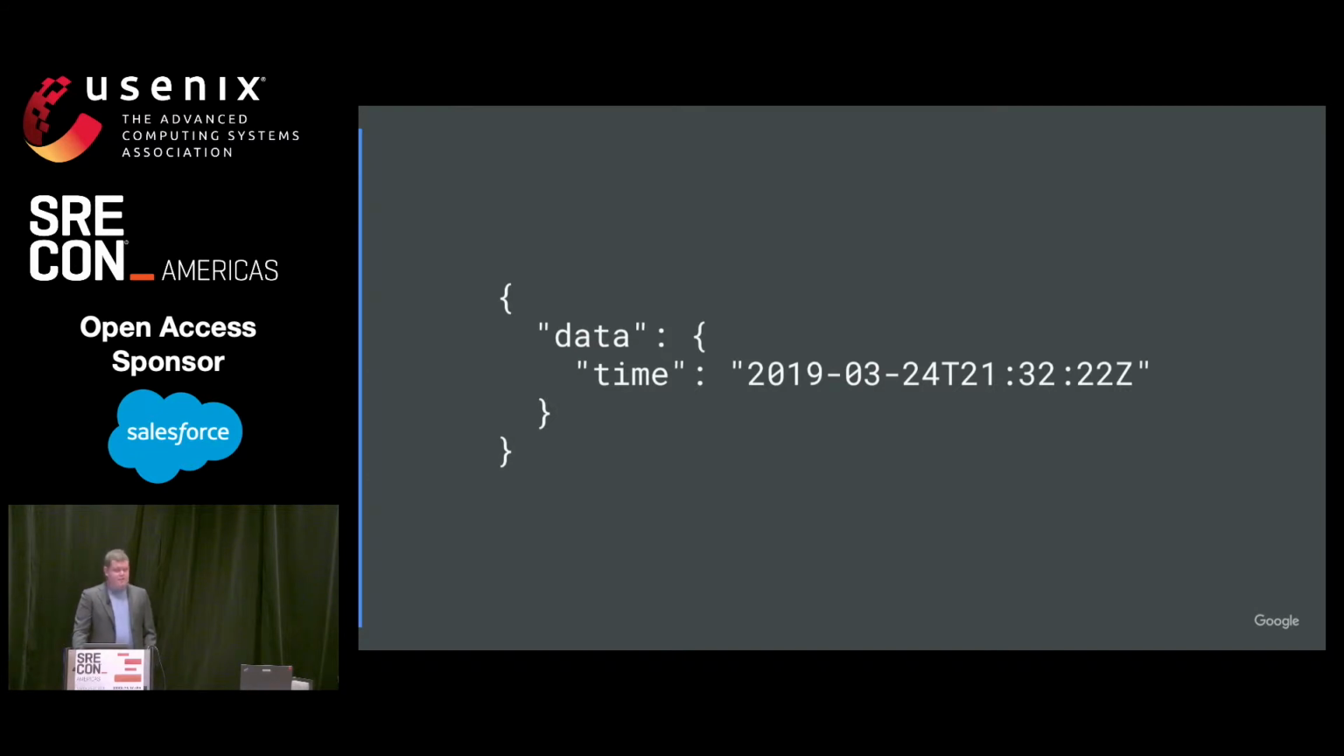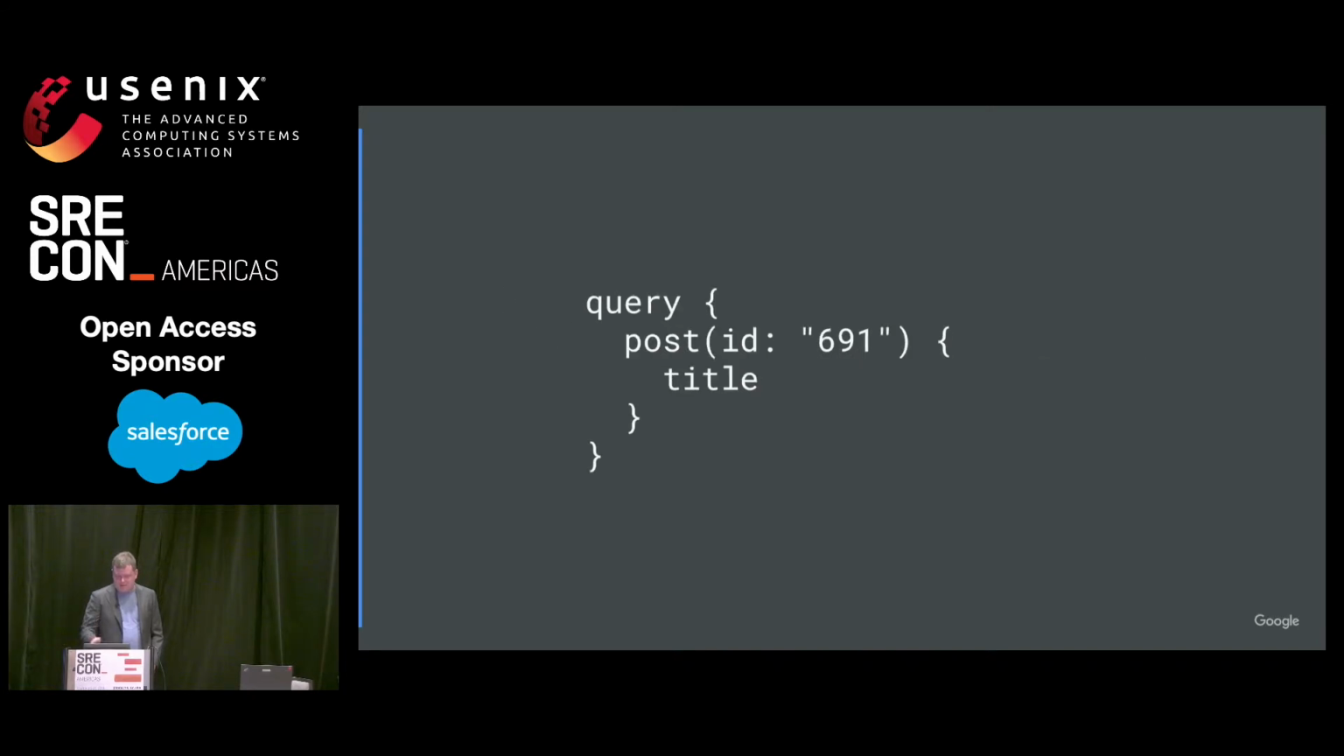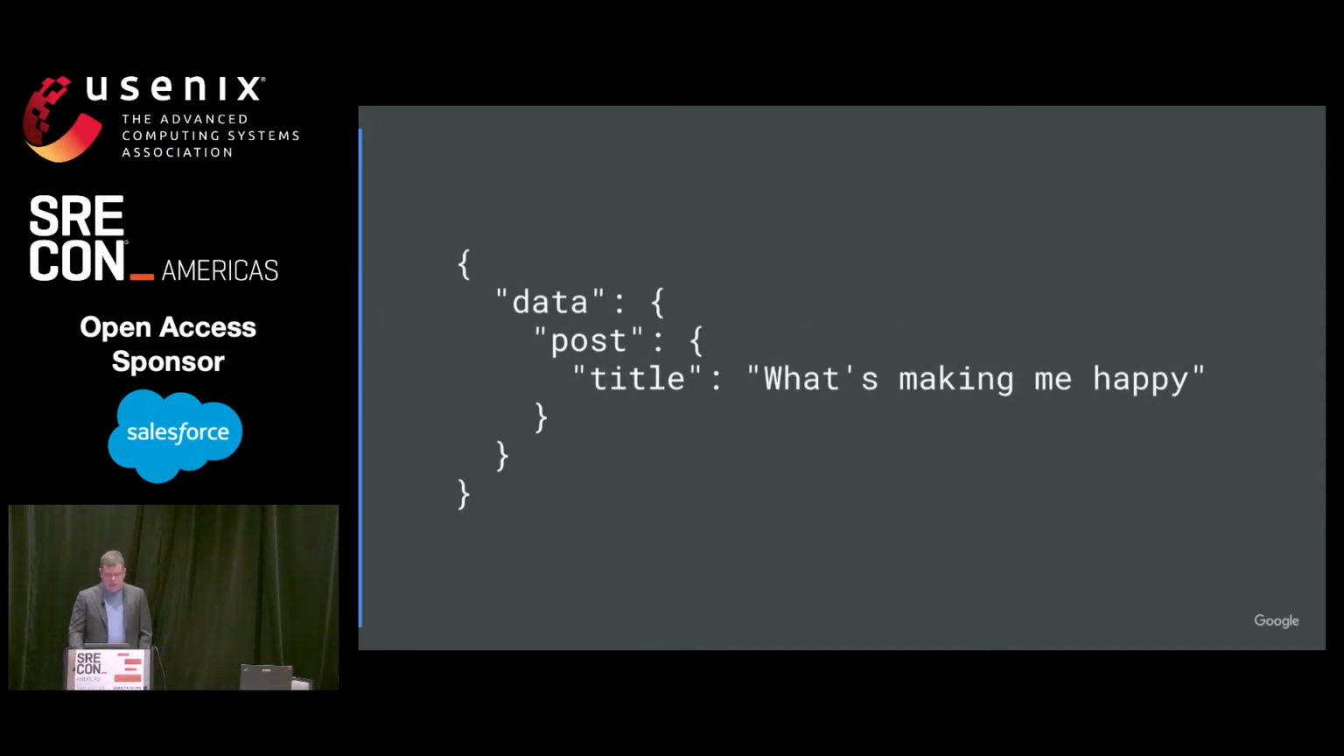Its response is just this simple JSON blob. We have the time field that we requested and its scalar value. You can see I ran this at night a few days ago. A more advanced query, only adding one level of nesting, is this post function. I'm passing in a string ID, and then I'm evaluating the response, and I'm saying, I just want the title of this post. And the response looks exactly the same in terms of shape. So we have the post, and then we have a title, which is all that I requested.